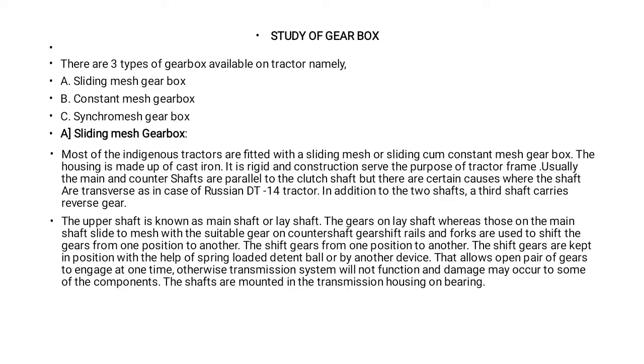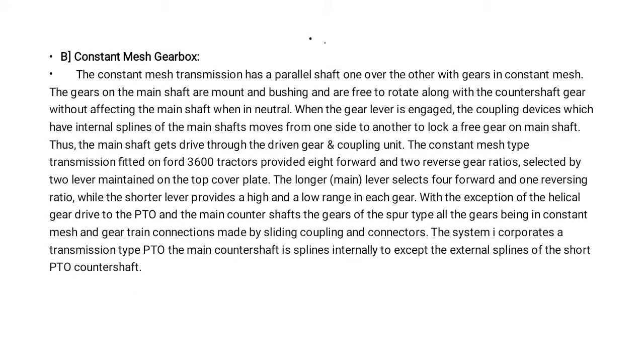The shafts are mounted in the transmission housing on bearings. The constant mesh gearbox: the constant mesh transmission has parallel shafts, one over the other, with gears in constant mesh. The gears on the main shaft are mounted on bushings and are free to rotate along with the countershaft gears without affecting the main shaft when in neutral.